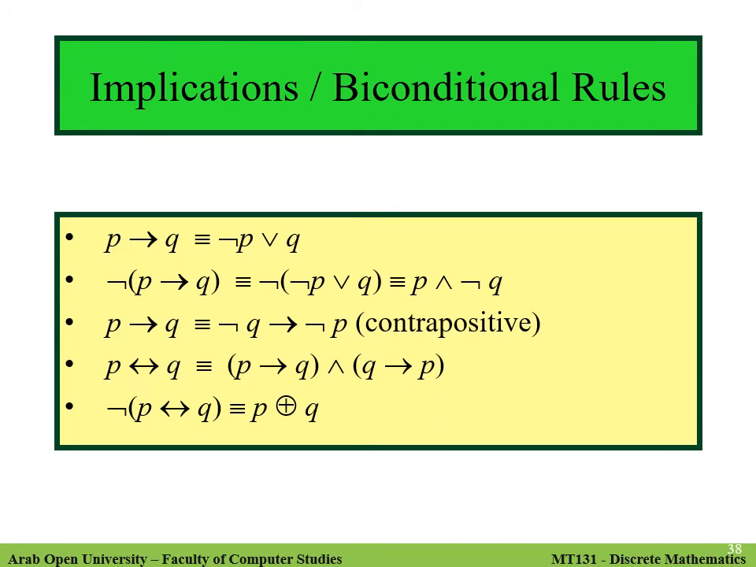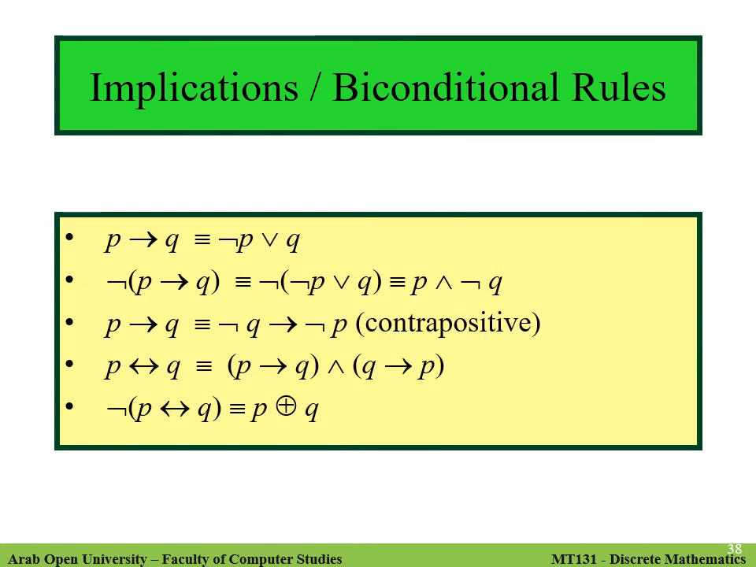Here are some implication rules, rules that involve implication and also the biconditional. The first statement we already proved using a truth table. P implies Q is equivalent to not P or Q. Notice in this formula you take the implication statement and write it in terms of negation and OR. So this is considered to be an important formula or rule. We already proved it using a truth table.